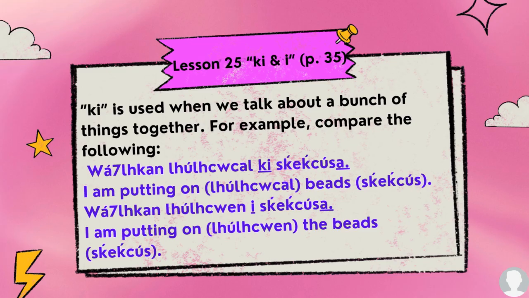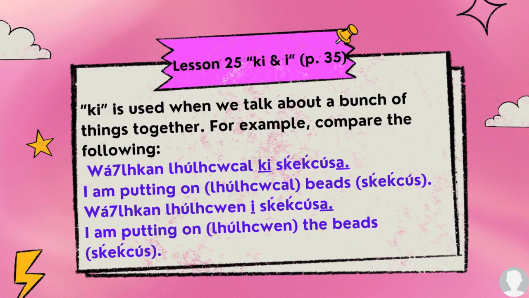So if you are like me, you may be wondering, okay, what is the difference and how does the use of ki and e change the context of the statements that we're making? So I'll go back over these. If we look at the use of ki in the first sentence and the use of e in the second. In the first one, we have Washkan luchal ki shkakuja. I am putting on beads.